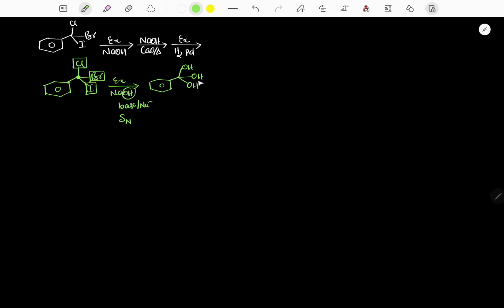Now we know that if a carbon has two OH groups, it loses water immediately and converts into a carboxylic acid. Now this carboxylic acid is heated with soda lime. It undergoes decarboxylation and the corresponding product will be formed. So initially we should write the carbanion, after that acidification is granted.